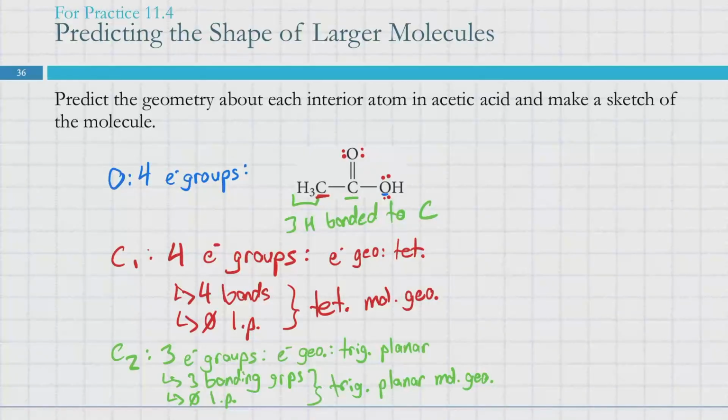What electron geometry is that? What shape for 4? Tetrahedral. And the breakdown of that is that there are 2 bonding groups. And there's also 2 lone pairs. If we referred to table 11.1, it would tell us that this is bent.